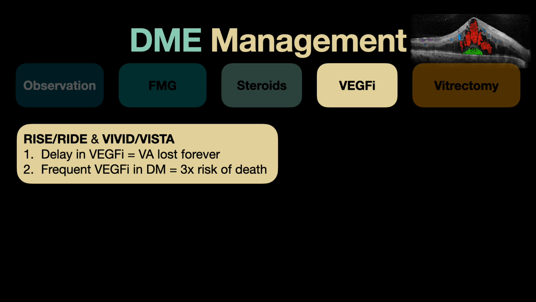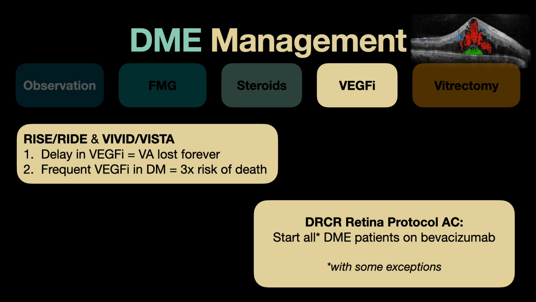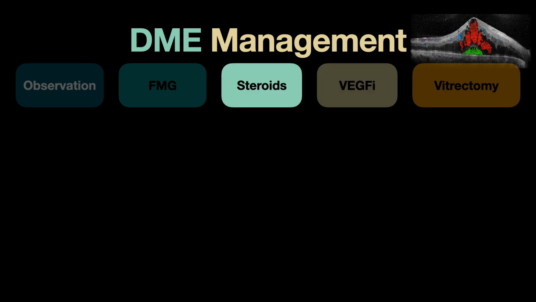Frequent VEGF-I in diabetics actually increases the risk of death by 3. We don't talk about that a lot, but Vivid Vista, Rise, and Ride all had a 3x risk of death in month 12 to 24, actually, not in the first year. So start all diabetic patients, DME patients on bevacizumab with some exceptions. And we'll come back to some of that in a moment.